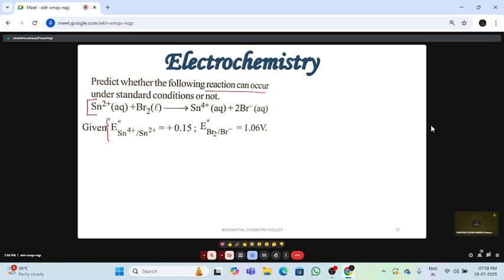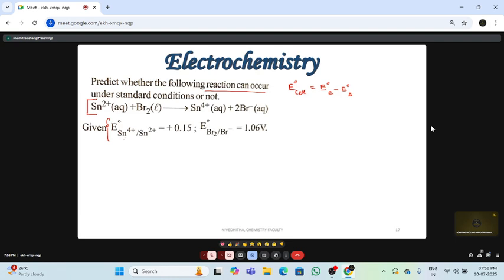So what is the formula to calculate E naught cell? E naught cathode minus E naught anode. Okay, so from this given value, please find which is anode and which is cathode. Before that, we have to confirm whether the values are reduction potential. Please confirm whether it is reduction potential. Yes, ma'am, it is reduction potential.